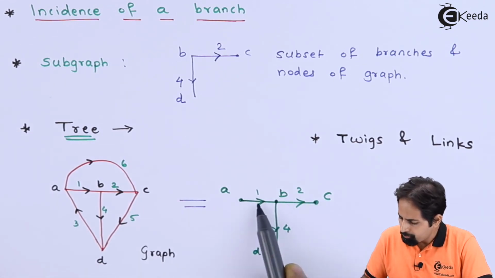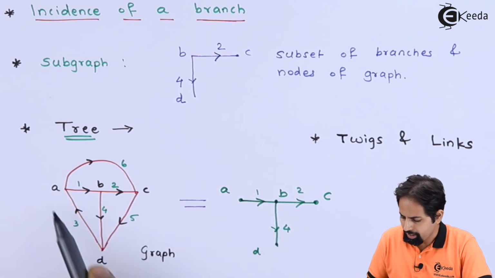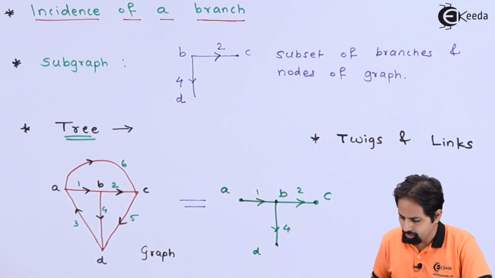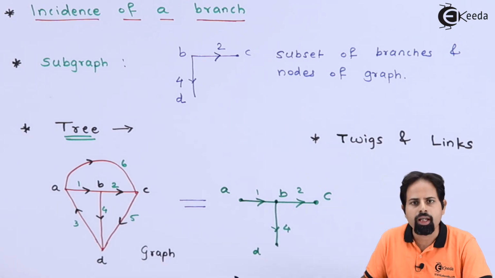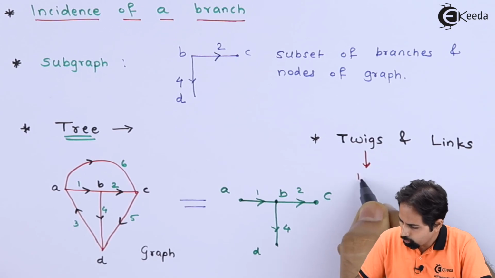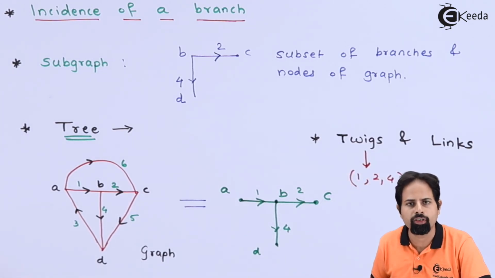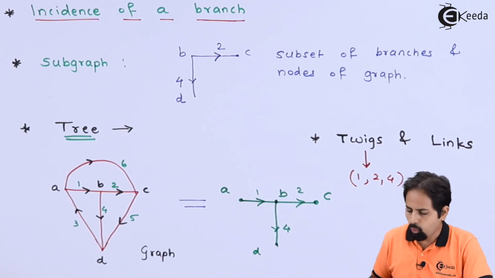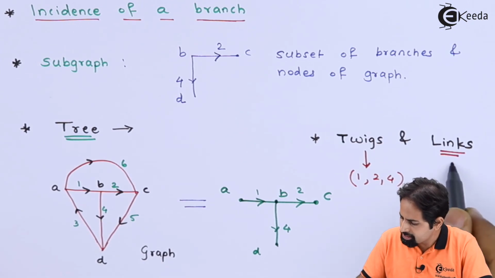Okay, now whatever I have drawn here, this is a particular tree. There can be many trees here. We can draw them. But these branches, the one between A to B which is called branch 1, branch 2 and branch 4, they are called twigs. So twigs are nothing but here 1, 2, 4, because they are actual part of the given tree. Now what are the branches not part of the given tree? They are called links.